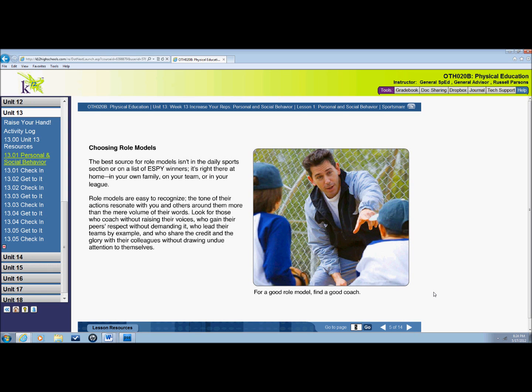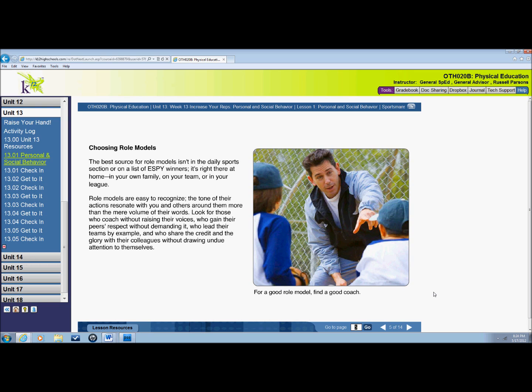Choosing role models. The best source for role models isn't in the daily sports section or in a list of ESPY winners. It's right there at home, in your own family, on your team, or in your league. Role models are easy to recognize. The tone of their actions resonates with you and others around them more than the mere volume of their words. Look for those who coach without raising their voices, who gain their peers' respect without demanding it, who lead their teams by example, and who share the credit and the glory with their colleagues without drawing undue attention to themselves.